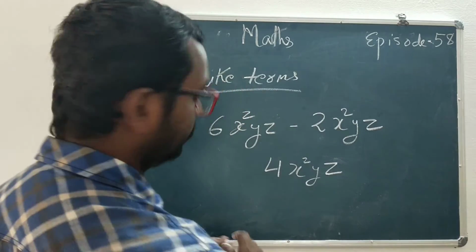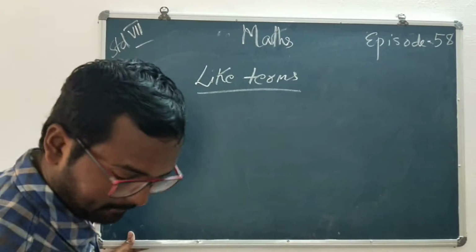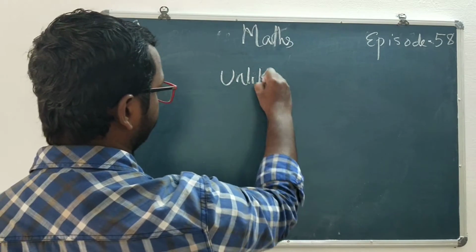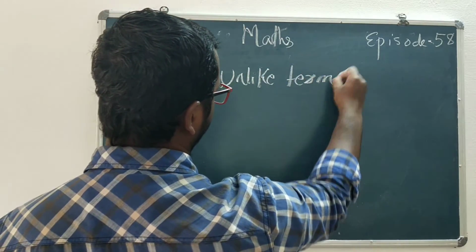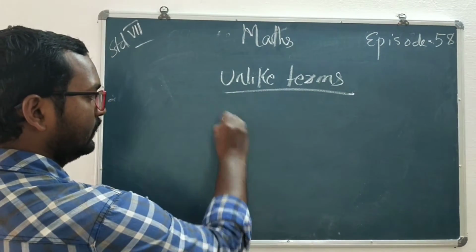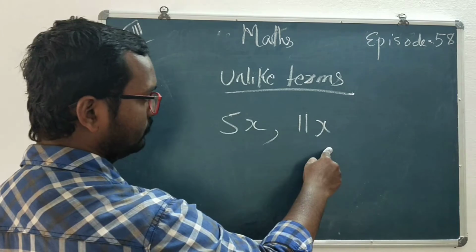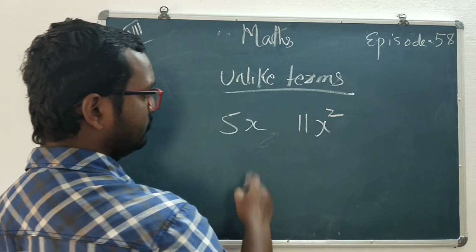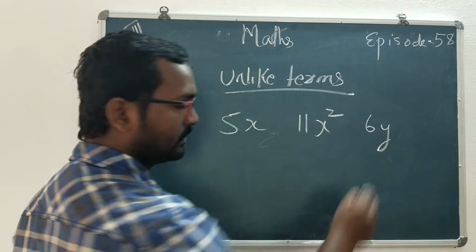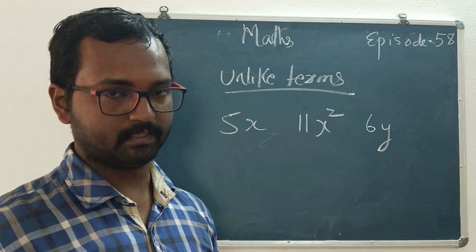Okay. So now you know what is like terms, so you automatically know what is unlike terms also. What is unlike terms? Whichever term is not like terms, we call them unlike terms. Let's say 5x, 11x are like terms. So instead of x, if I put x square, these are not like terms. These three are not like terms. These are unlike terms. So when they are not like terms, we call them unlike terms.